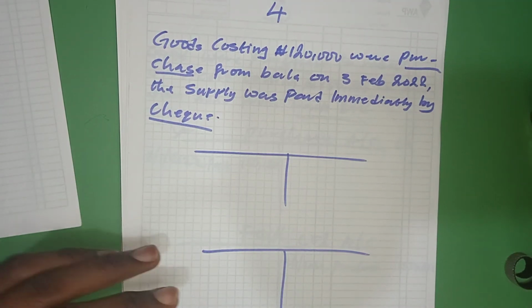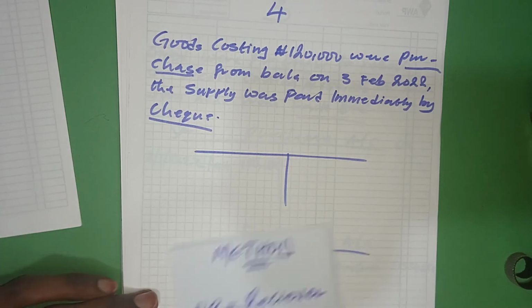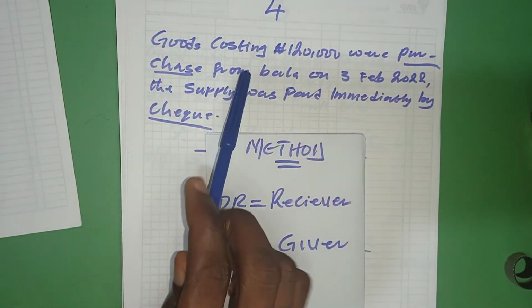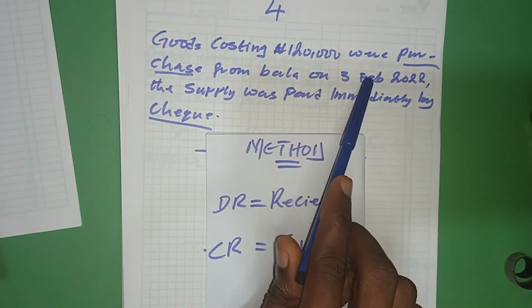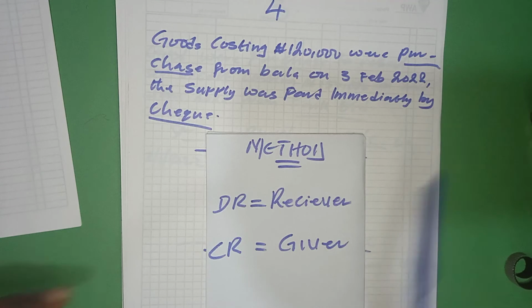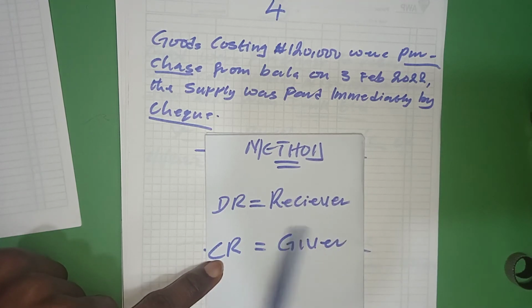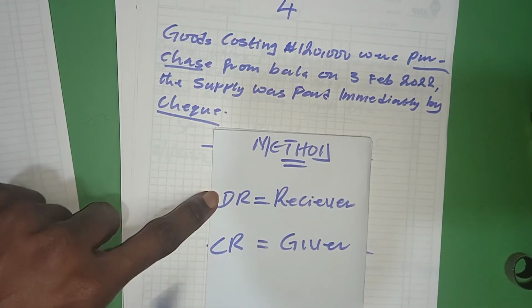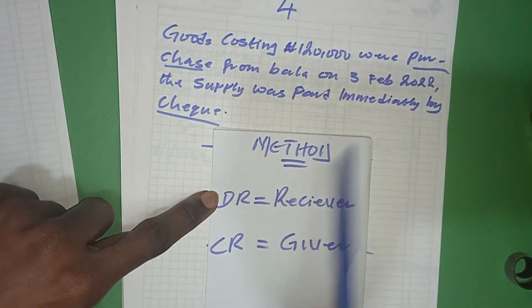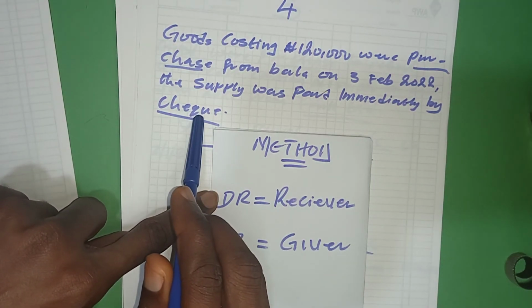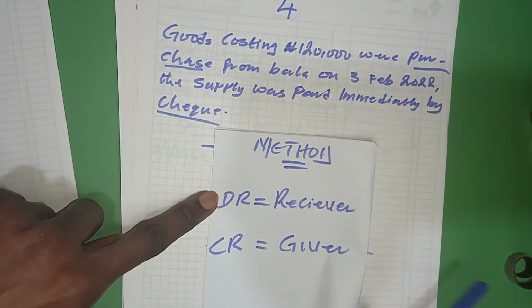Now, who is giving and who is receiving? Goods costing 120, we purchased from Bala. Bala is giving, we are receiving. So we are going to debit our purchase, we credit what? Bank, because we paid by bank.